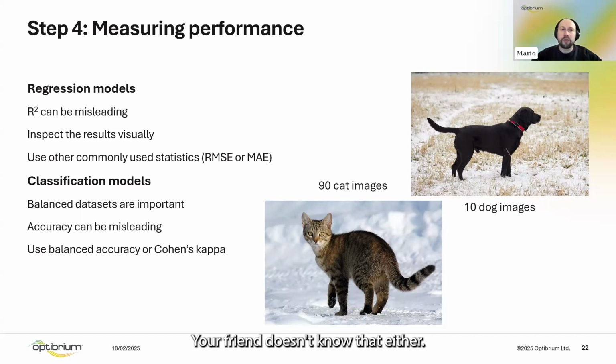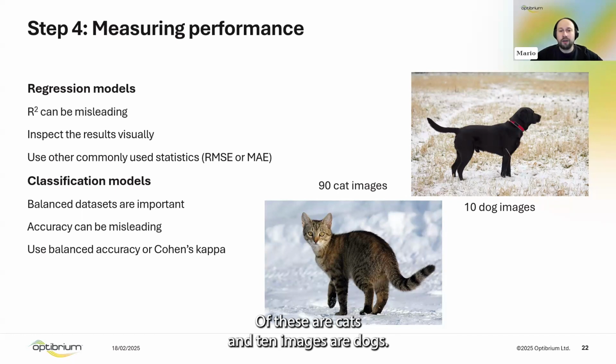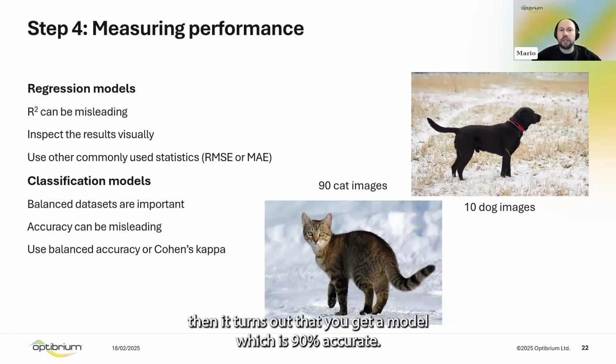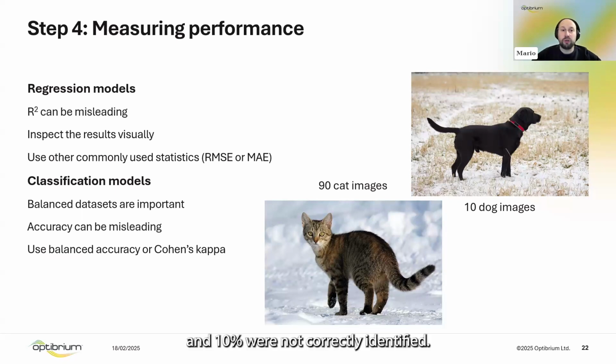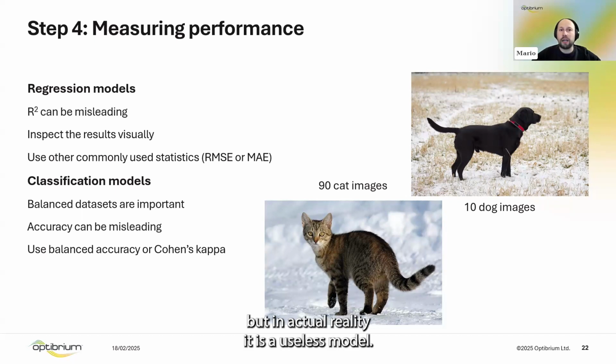Now, you don't know that. Your friend doesn't know that either. And your friend asks you to test this model. And for some odd reason, you have 100 images, and 90 of these are cats, and 10 images are dogs. And if you run those images through your friend's model, it turns out that you get a model which is 90% accurate. So 90% of the pictures were correctly identified, and 10% were not. You go back to your friend, say it's all good, your model is really accurate, but in actual reality, it is a useless model. So what I recommend you do is use balanced accuracy, which takes that into account when your test set is biased towards one class or the other.